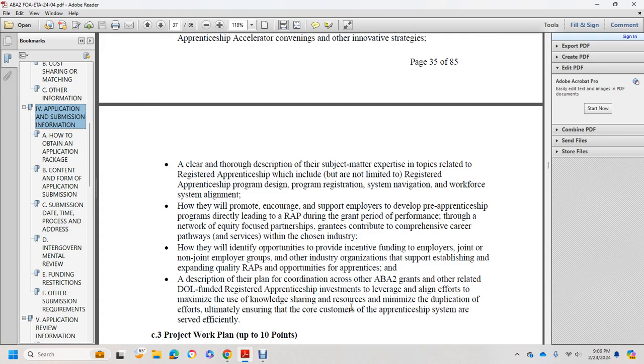Or a description of their plan coordinated across the other Apprenticeship Building America Round 2 grants and the related Department of Labor funded registered apprenticeship investments, leveraging alignment efforts for the maximum use of knowledge sharing resources, minimizing the duplication of efforts, and ultimately ensuring the core customer apprenticeship systems are served efficiently.